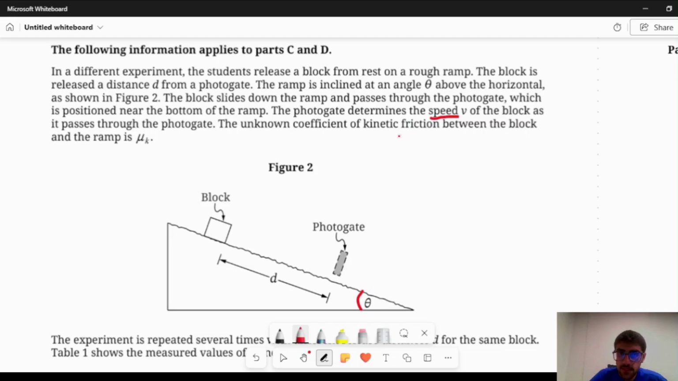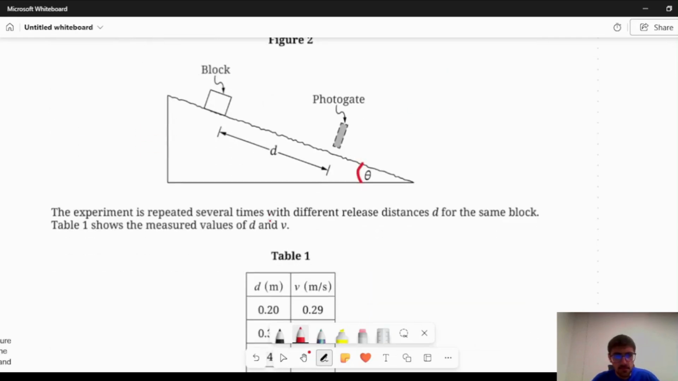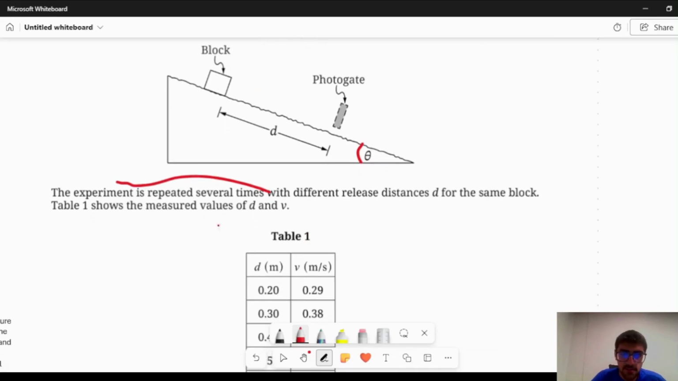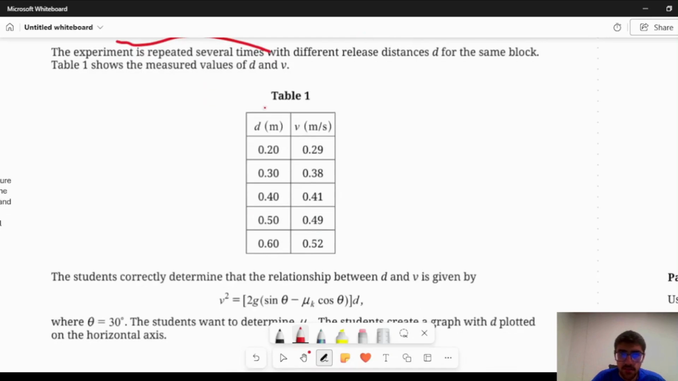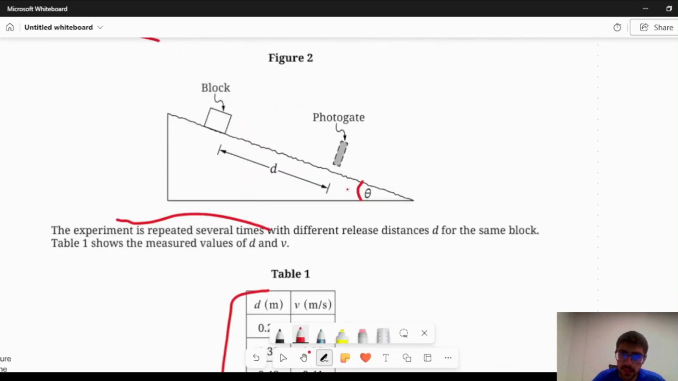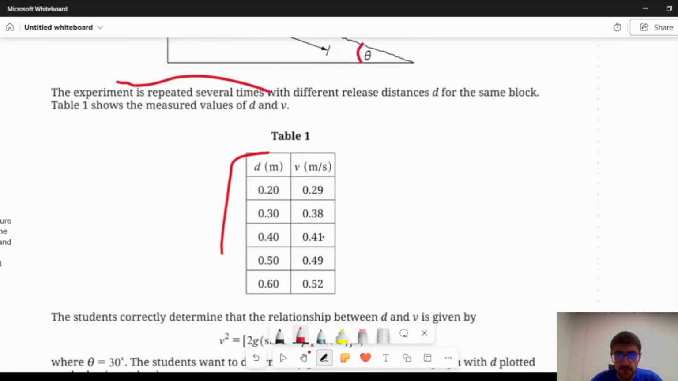The unknown coefficient of kinetic friction between the block and the ramp is mu k. The experiment is repeated several times, this is for the uncertainty, with different release distances d for the same block. Table 1 shows the measured values of d and v. So you have the distance released from, which is the distance along the incline, and then the velocity measured by the photo gate.